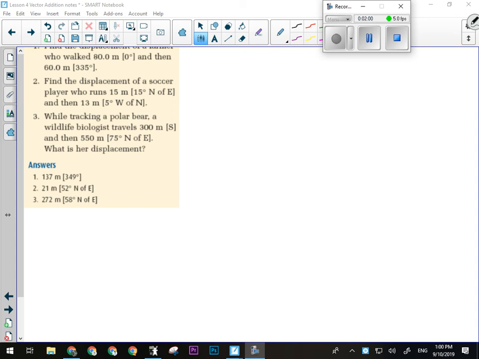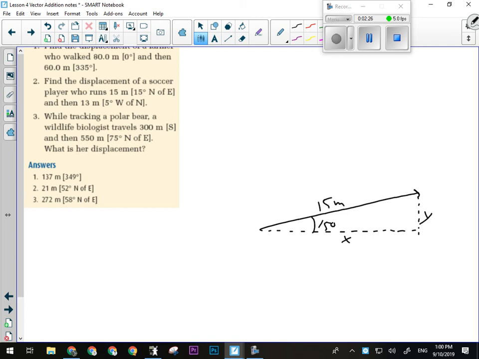All right, so what we want to do then is get our diagram started. 15 meters at 15 degrees north of east. All right, so I'm going to start out with a reference line that is due east. I'm going to go 15 degrees north of that. All right, so it's not a very tall triangle. This is 15 meters. This is 15 degrees. Here's x and here's y.